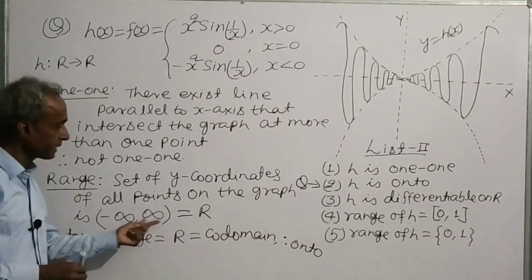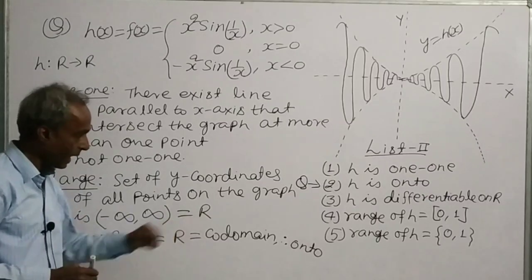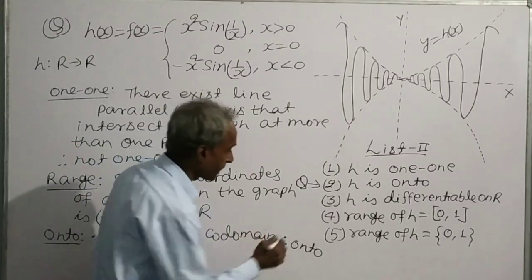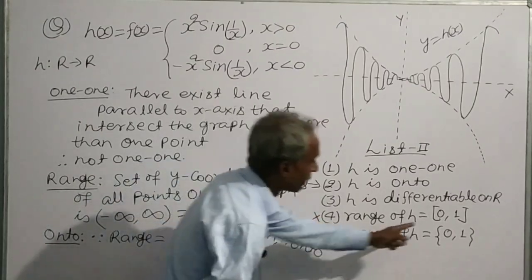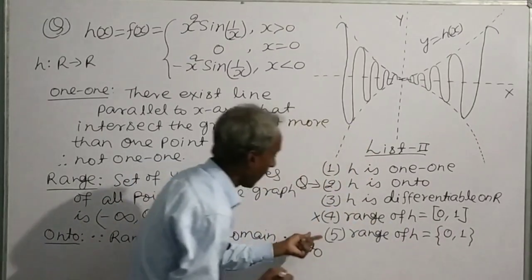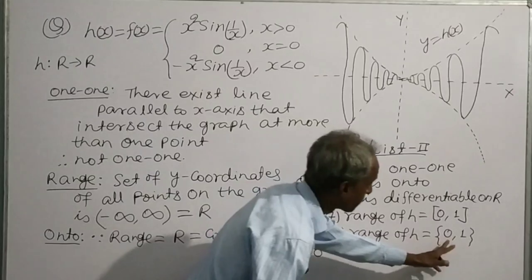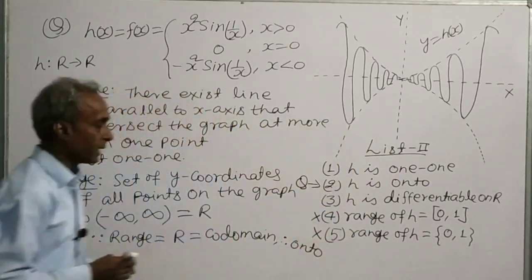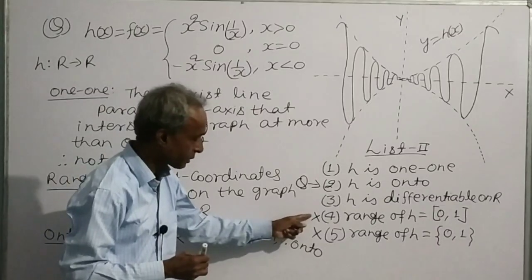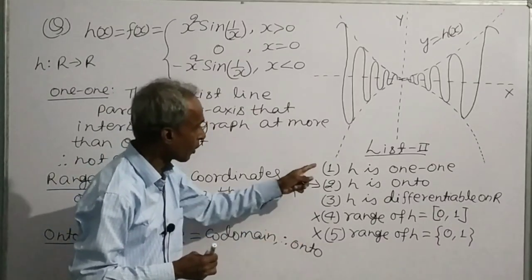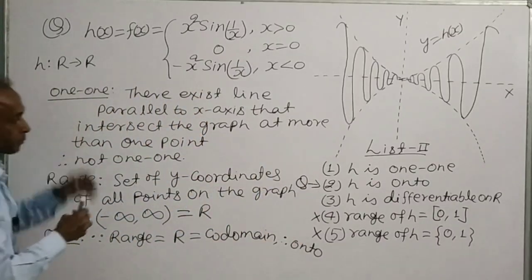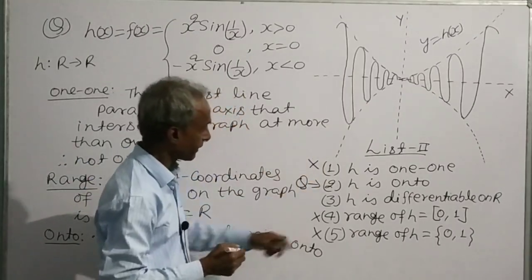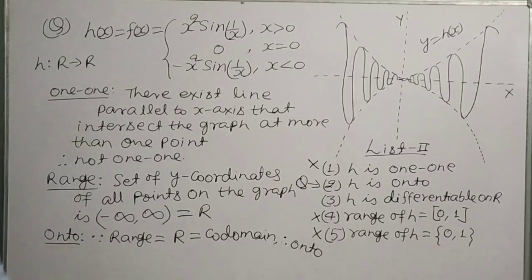Since the range is all real numbers, R, the set of all real numbers, therefore R is not equal to this interval. R is not equal to the set of only these 2 numbers. Q will not be matched with this 4, this 5 or this 1. Q will not be matched with these 3 entries.